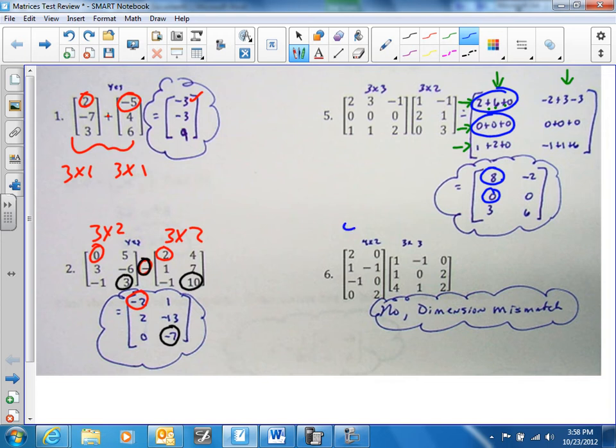Okay? Number 6 is also multiplying. However, this is a 4 by 2. This is a 3 by 3. Because these middle two numbers are not the same. They do not match up. Therefore, no, you cannot multiply them. It is a dimension mismatch.